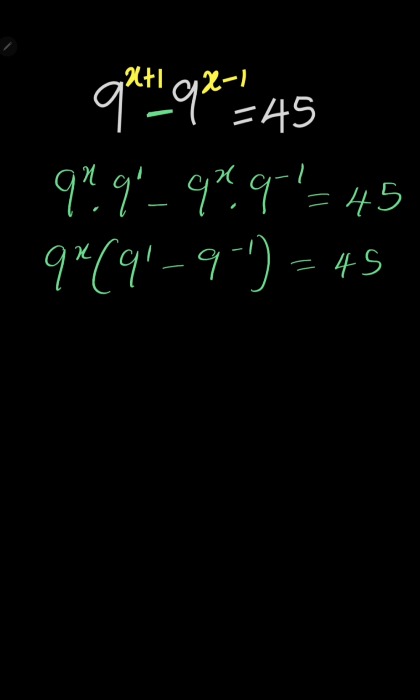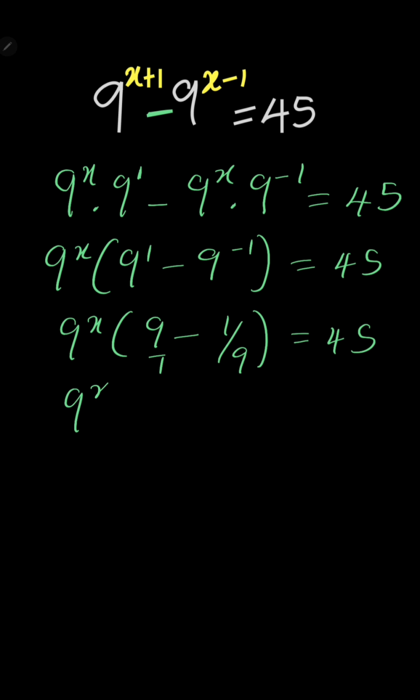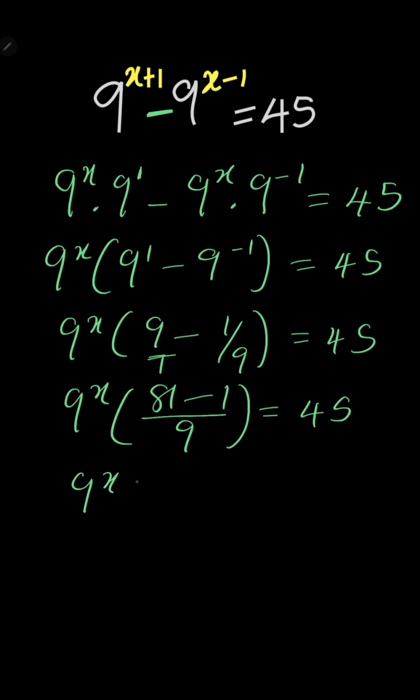Everything is 45. 9 power 1 is just 9. 9 power minus 1 is 1 over 9. Everything is 45. So let's simplify the bracket. We have 9 power x into LCM of 9 and 1 is 9. 9 divided by 1 is 9. 9 times 9 is 81. 9 divided by 9 is 1. 1 times 1 is 1. Equal to 45. So 9 power x into 81 minus 1 is 80 over 9 is equal to 45.